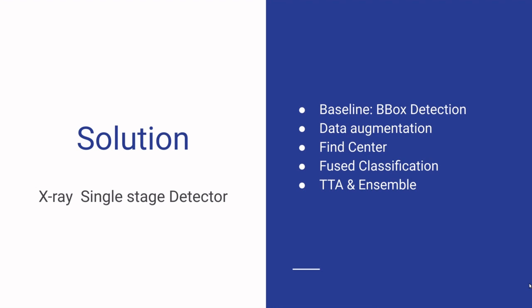My solution is to first use bounding box object detection as the baseline, then use existing technology to tackle the challenges presented. I would highlight four parts in my solution. They are data augmentation, finding the center of objects, fusing the classification, and finally using test augmentation and ensembling to boost the performance.